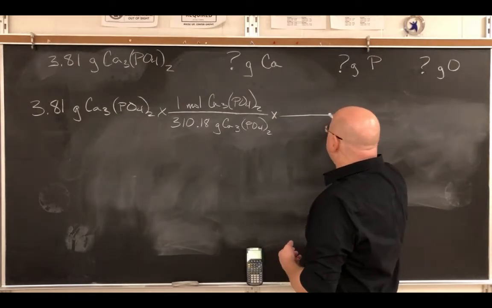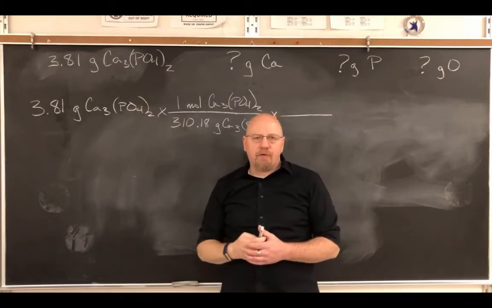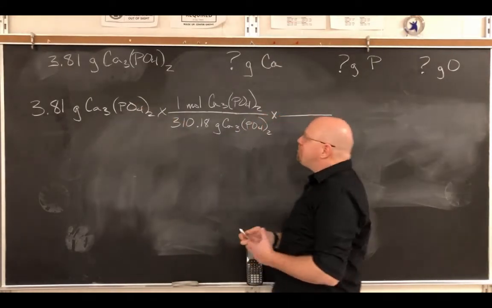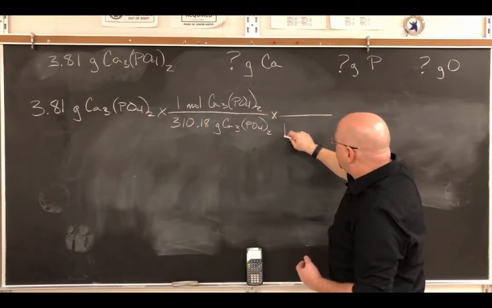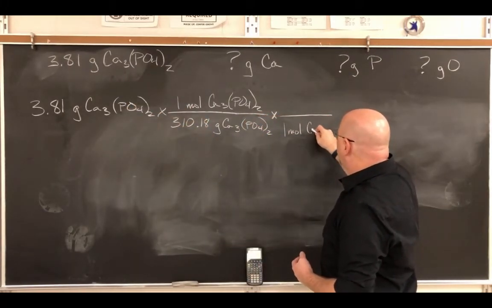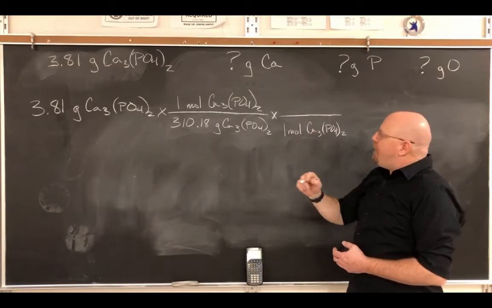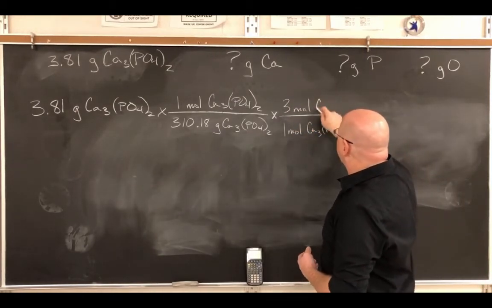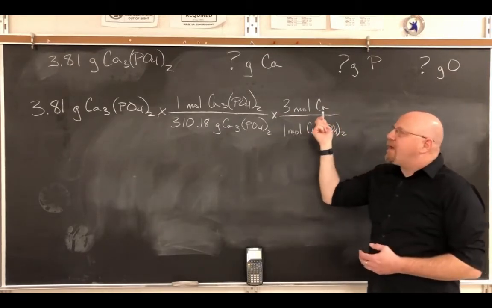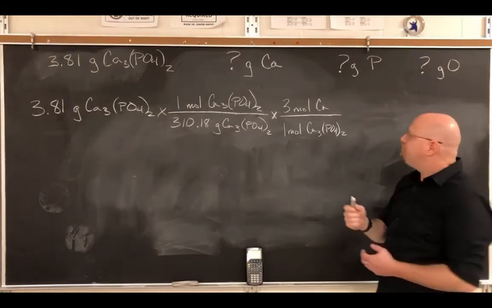Our next conversion is going to use the chemical formula and the subscripts within that chemical formula as our conversion. So if I have 1 mole of calcium phosphate, in that compound I would have 3 moles of calcium, because it takes 3 atoms of calcium, or 3 moles of calcium, to make 1 mole of calcium phosphate.